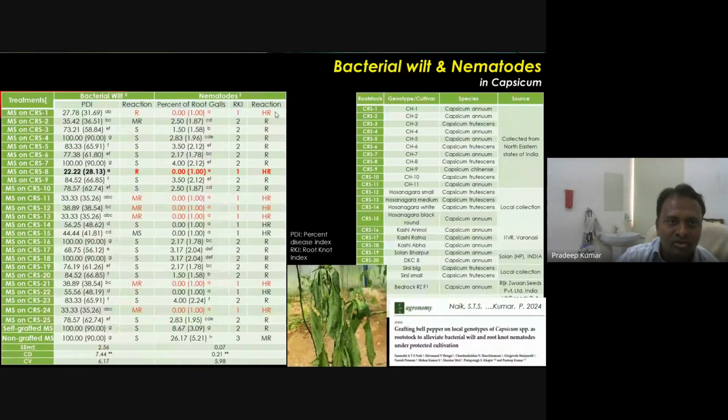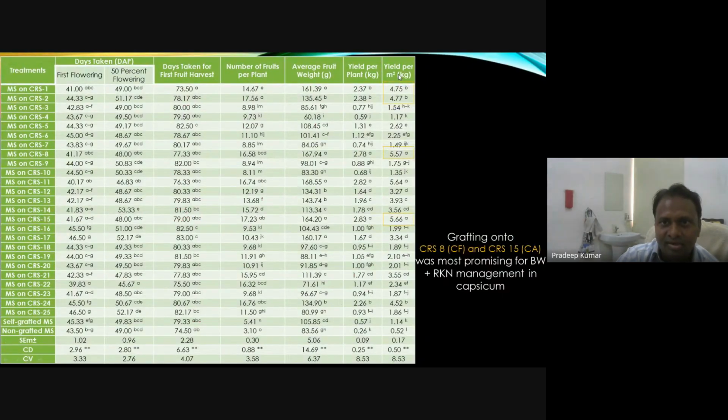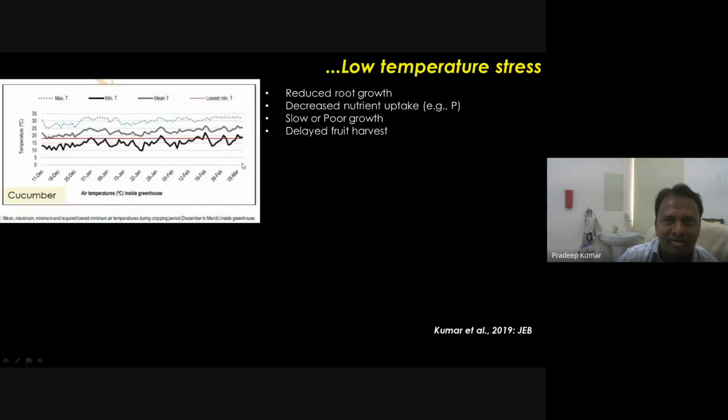Some of the genotypes showed very high resistance, and they also performed well and provided a good yield. Here you can see some of the rootstocks provided like 6 kg per square meter, whereas the normal non-grafted ones gave half a kg or less than 1 kg, because there was a severe wilt and nematode problem. But some of the rootstocks showed a 5.66 kg per square meter yield, under an experiment of a PhD student.